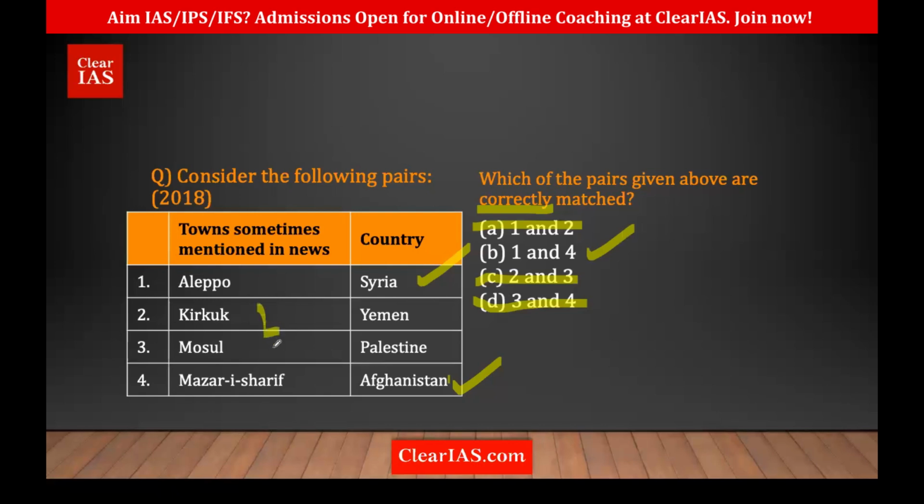These two places, Kirkuk and Mosul, are actually in Iraq. It was in the news in 2018, that is why they asked. Even if you don't know that, you can arrive at the answer. You know Aleppo and Mazar-e Sharif. Whenever UPSC asks a question, we might not know all the places, but there will be some places which we have studied, and we can obviously eliminate to find the answer. Clear?